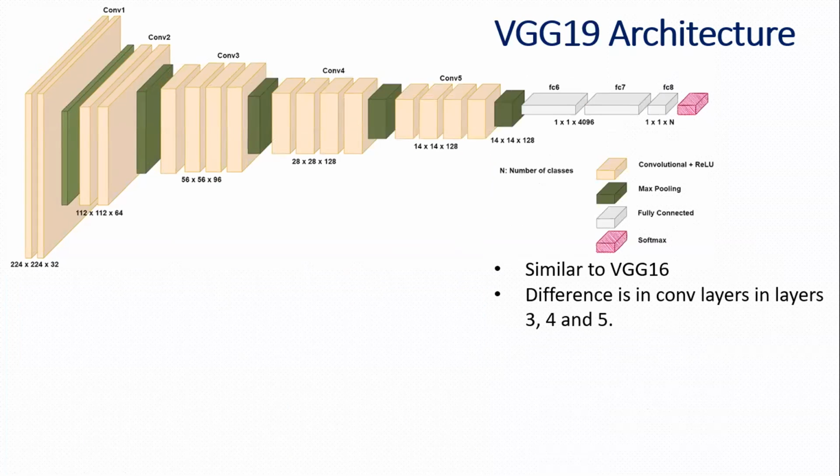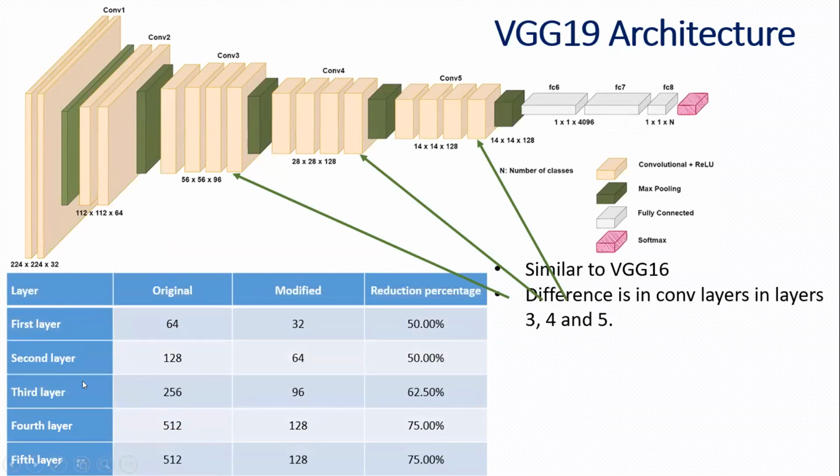The second model is the VGG19. It is very similar to VGG16. The only difference is in the number of convolution layers in layers 3, 4, and 5, where one convolution layer has been added to each of these layers. And similarly, again, we reduce the number of filters in each of the convolution layers. This table is exactly the same as we have in the previous model, VGG16.